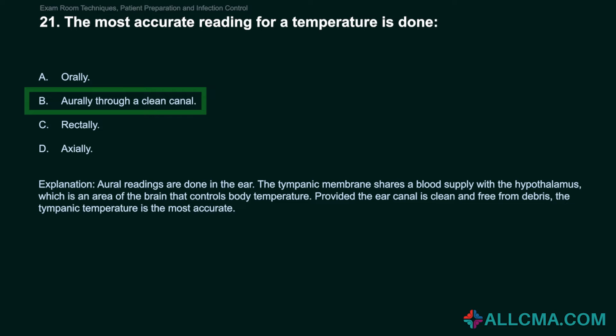The tympanic membrane shares a blood supply with the hypothalamus, which is an area of the brain that controls body temperature. Provided the ear canal is clean and free from debris, the tympanic temperature is the most accurate.